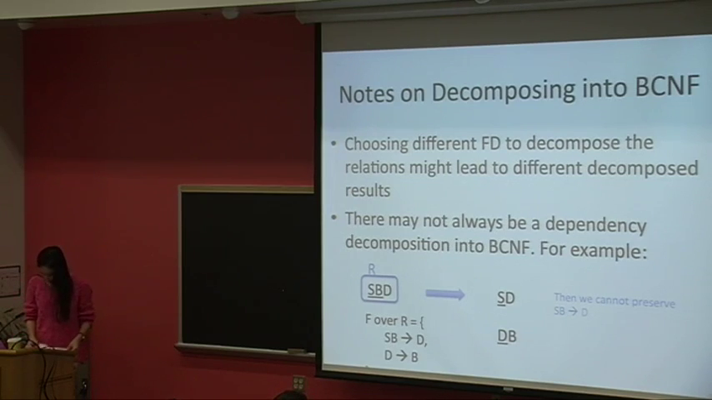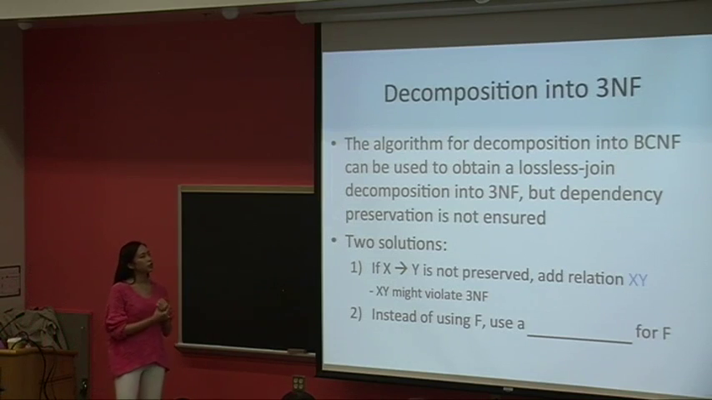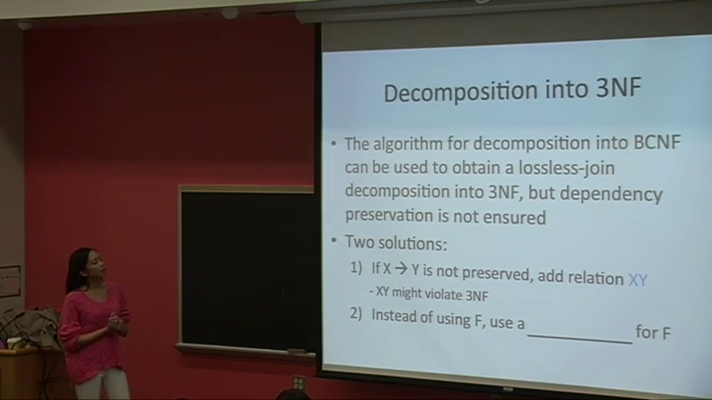Okay, let's see what else. Now we've shown you that sometimes decomposing into Boyce-Codd normal form is pushing it, and maybe you say, then let's not have Boyce-Codd normal form, let's just have third normal form. So third normal form is also an option. Then let's talk about decomposing into third normal form. There's also an algorithm for that. The algorithm for decomposition into Boyce-Codd normal form can be used to obtain a lossless decomposition into third normal form. But as we talked about earlier, dependency preservation might not be ensured.